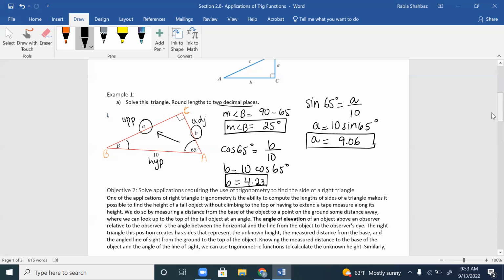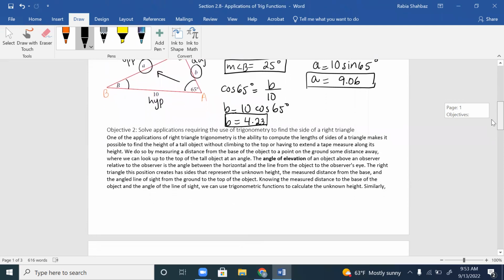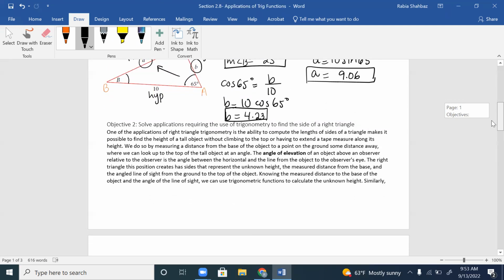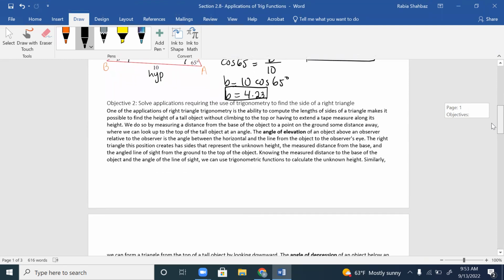Okay, so we have solved the triangle. We were given 2 angles and 1 side, and we found the third angle and the other 2 sides. Like I mentioned before, this is how we're going to utilize trigonometry: to find the height of really tall things or things that are not easily measurable.